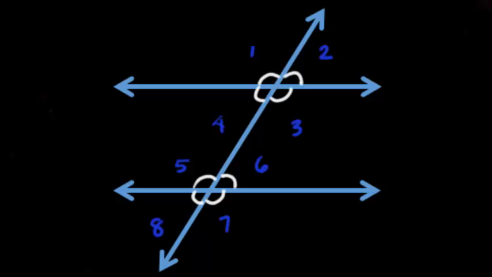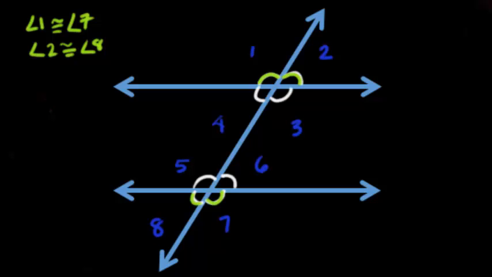Okay, so the first thing that I'm going to look for are our alternate exterior angles. And that would be angle 1 and angle 7. We can say that angles 1 and 7 are congruent to each other. And we also know that angles 2 and 8 are congruent to each other. So we can also say 2 is congruent to 8.